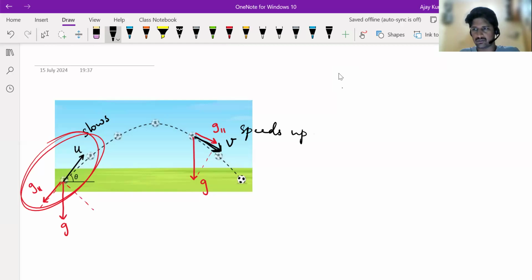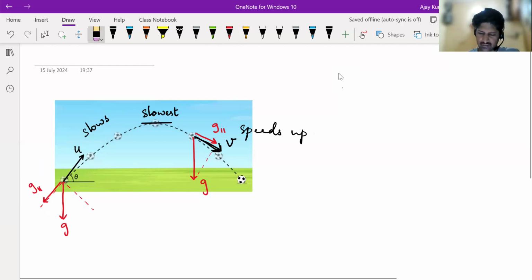So during ascent, it slows down. So it gets slower, reaches the minimum speed, and then starts speeding up during descent. So this way also you can tell that at h max, it will be moving the slowest. Okay. What Pawan said is also correct.